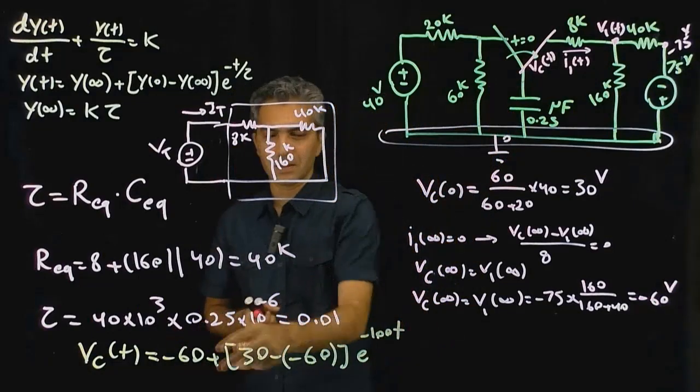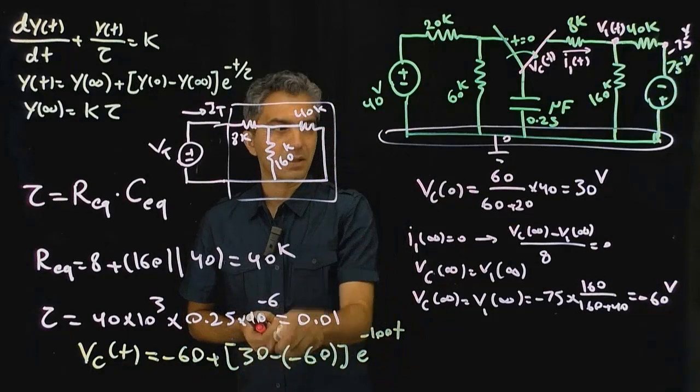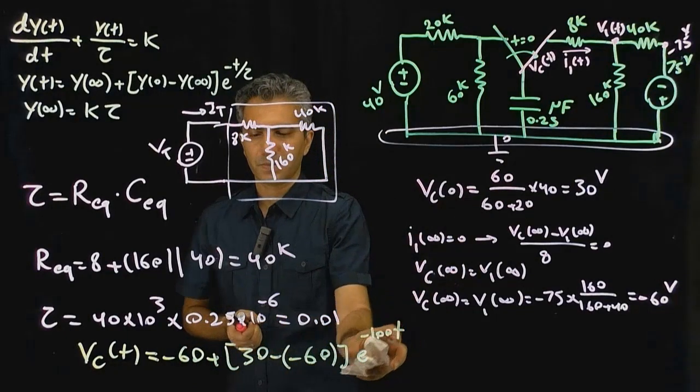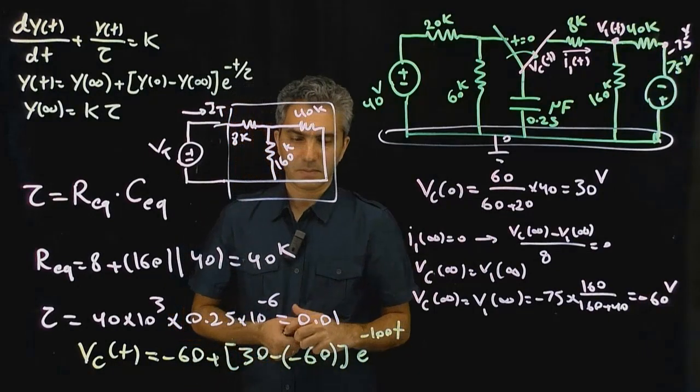Now if you test this, you put t equal to 0, that exponential becomes 1. These two go away, and you get 30 volts. You put t equal to infinity, this whole thing becomes 0, and you end up getting minus 60.